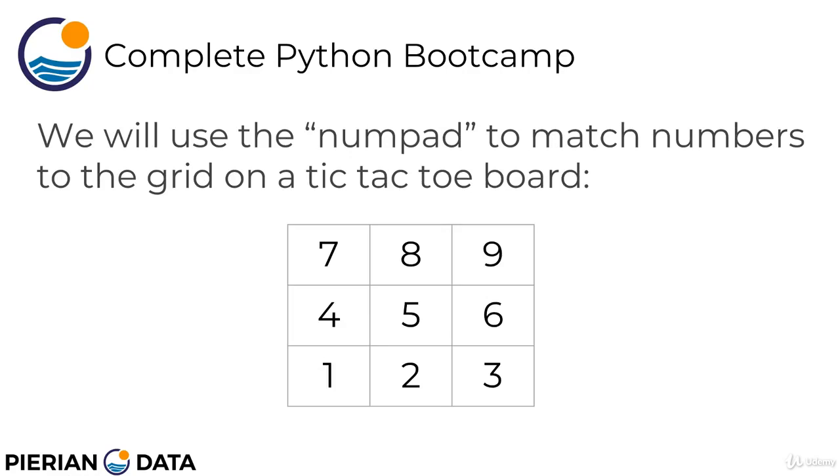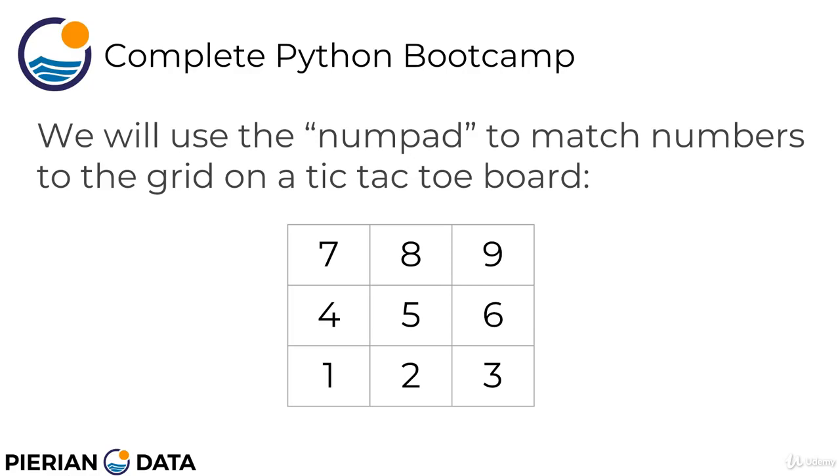Now let's describe the actual idea here of taking keyboard input and converting that into something that corresponds to a tic-tac-toe board. We're going to be using the idea of a number pad. If you have a larger keyboard, often it has a number pad to the right of it, and we're going to match those numbers to the grid on a tic-tac-toe board. And it's up to you which way you want your number pad to go.